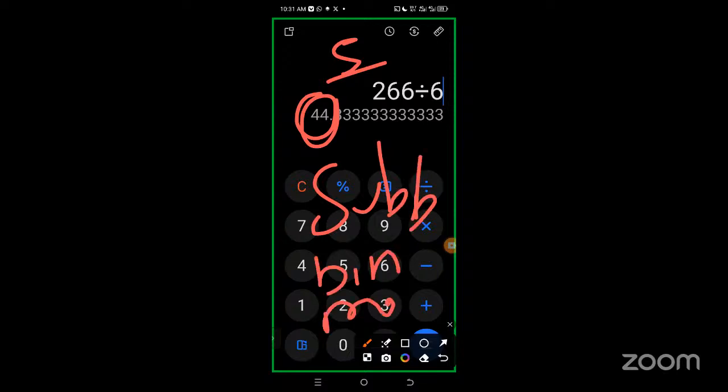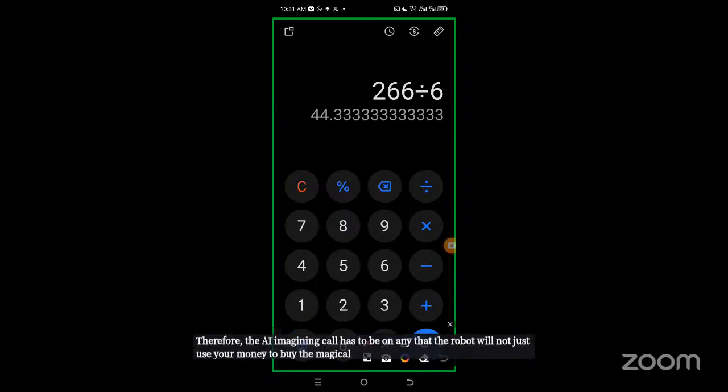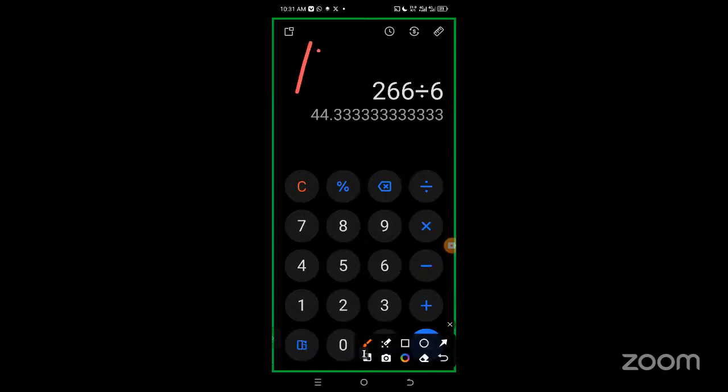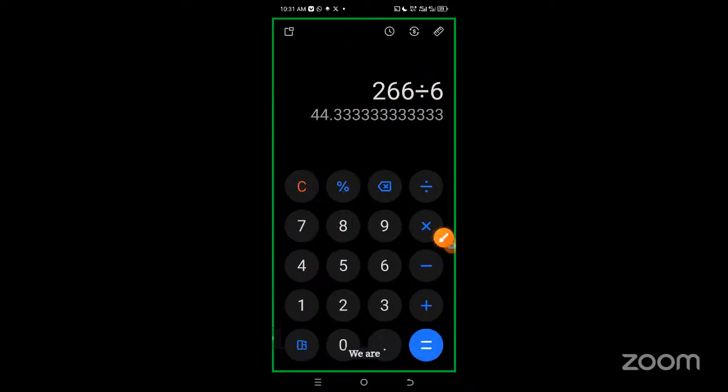AI margin call is supposed to be on. Since you are trading using minimum margin calls, the AI margin call has to be on, in that the robot will not just use your money to buy the margin calls anyhow. The AI margin call is supposed to be on using the bull run strategy. This is the bull run strategy.